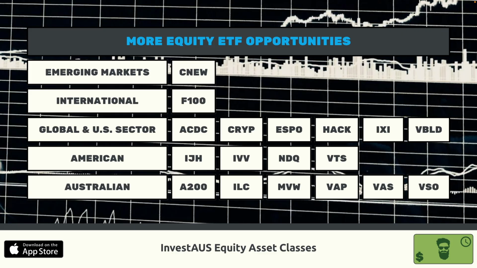For the American products, you can use IJH for mid-cap, IVV for S&P 500, NDQ for the NASDAQ, and VTS for the total US stock market. For Australian ETFs, you can use A200 for the ASX 200, ILC for the ASX 20, MVW for an equal weight, VAP for Australian properties, VAS for the ASX 300, and VSO for small cap.